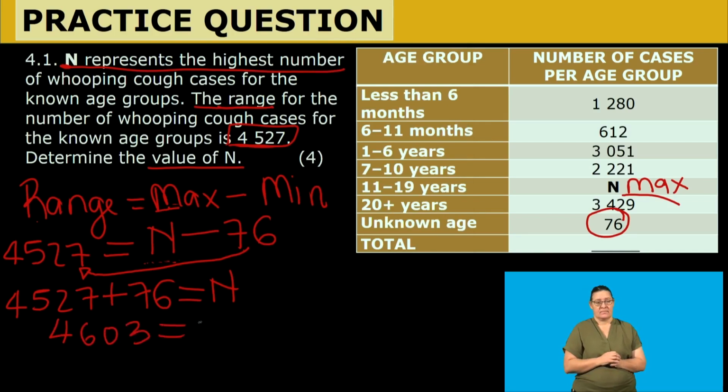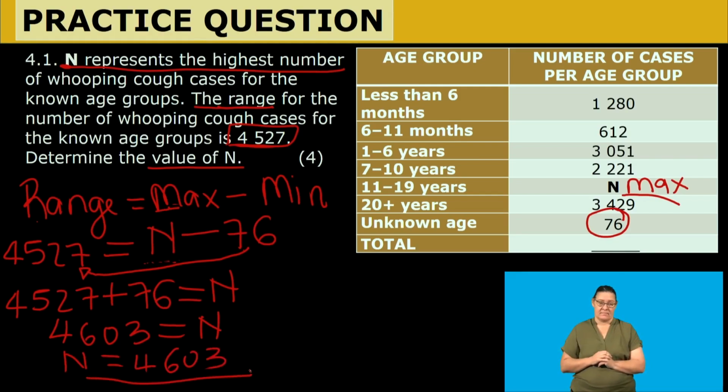4,603. This is the value of n. If you want to write it correctly, you can just say n equals 4,603. But it doesn't matter. Whether you leave it here or you write it like this, the answer will still remain the same.